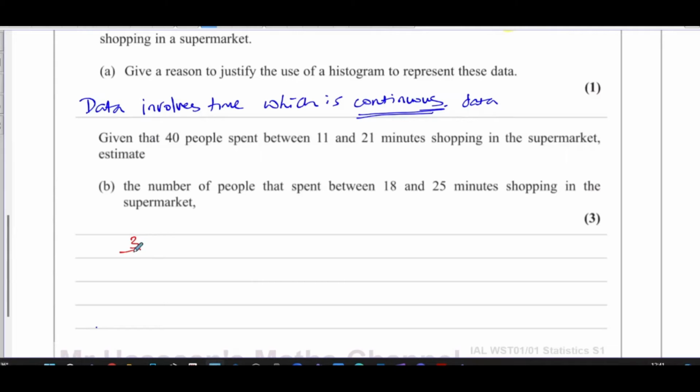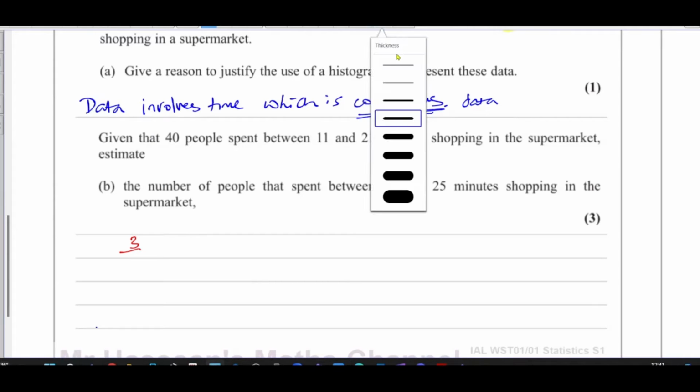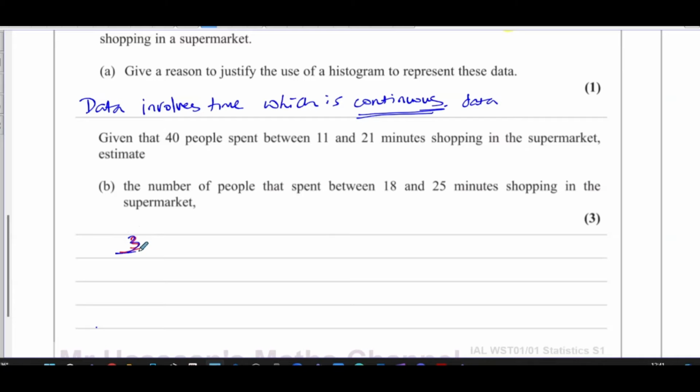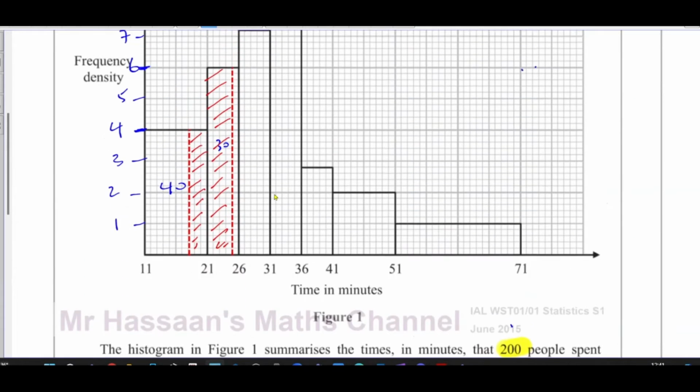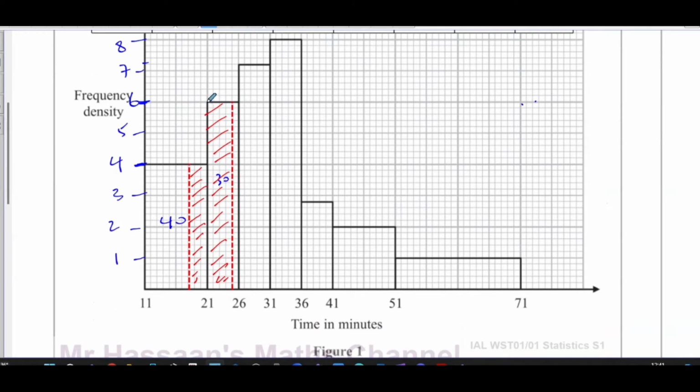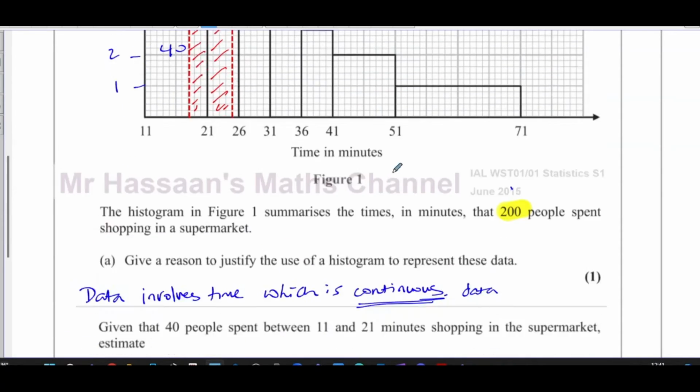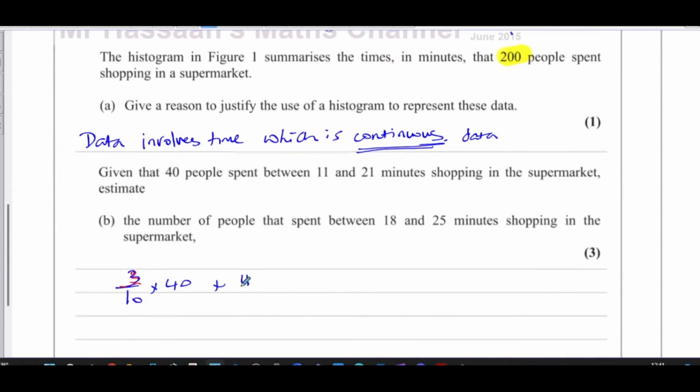So 3/10, let me change the color. So we have 3/10 times 40 plus, and then here we have, you can see this is 5 columns altogether, and we've got 4 of them shaded. So that's 4/5 of 30. Okay, so that's going to give you 3 times 4, which is 12, plus 4 times 6, which is 24. 12 plus 24, that gives you 36.